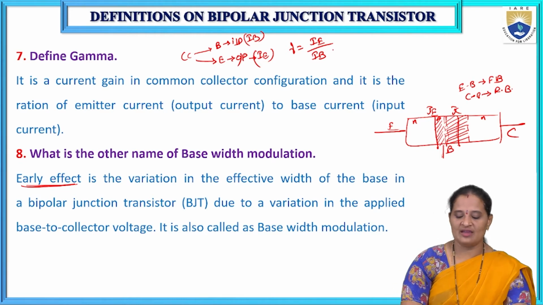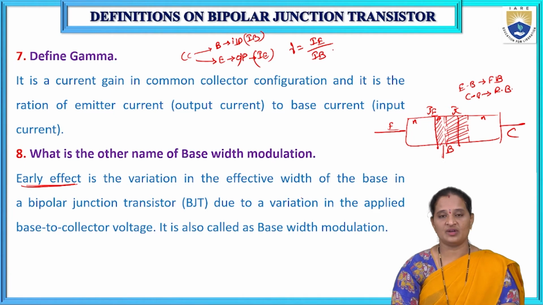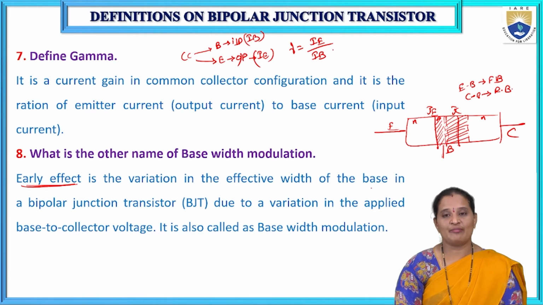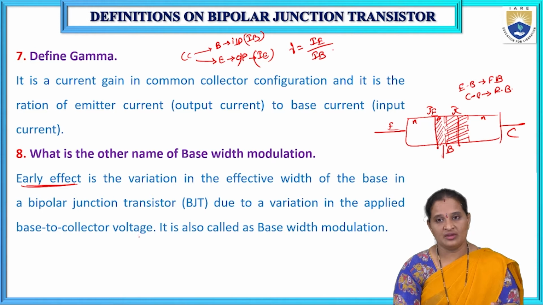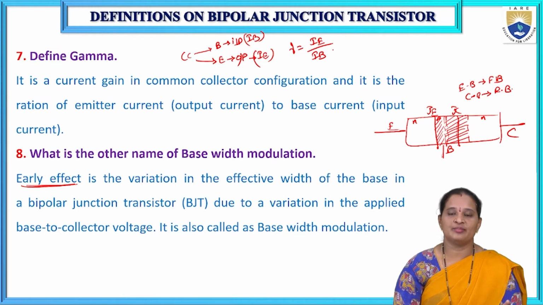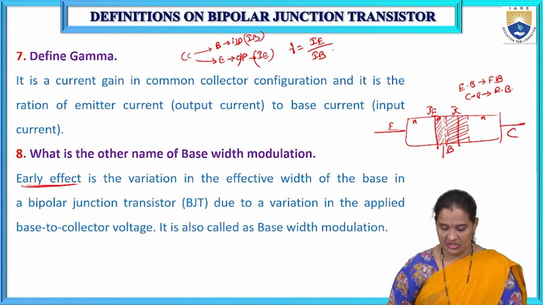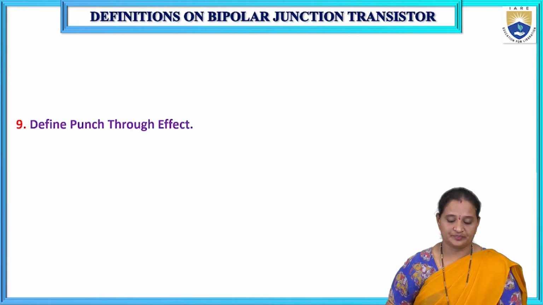So the early effect is a variation in the effective width of the base in a bipolar junction transistor due to a variation in the applied reverse voltage to the collector to base junction, and it is also called base width modulation. So this is the early effect.